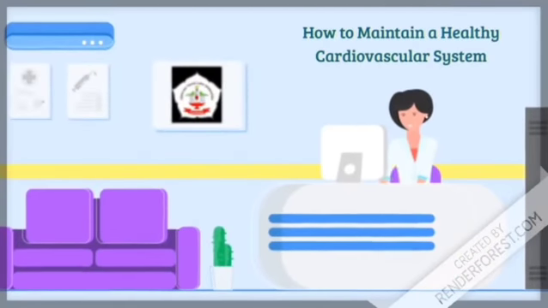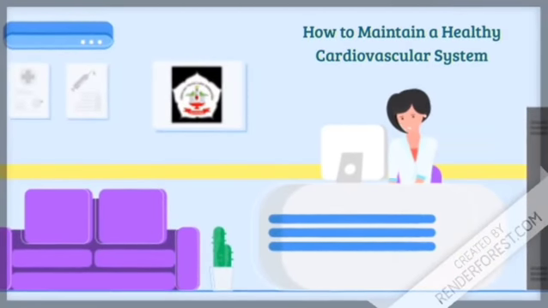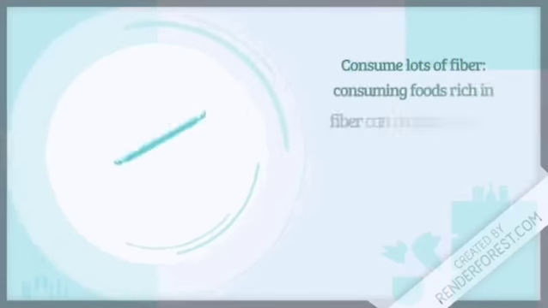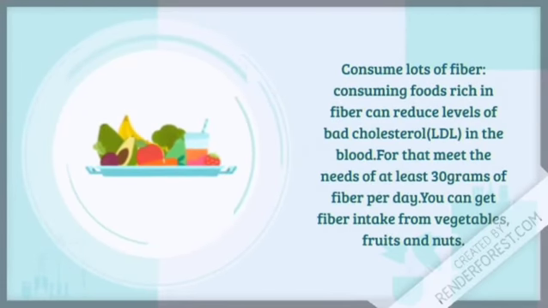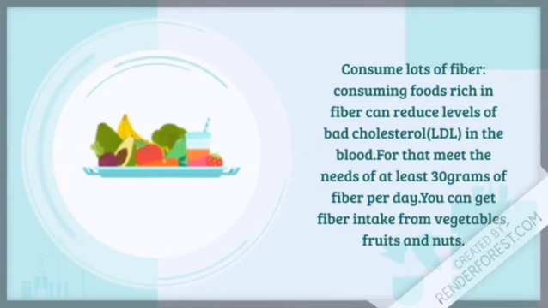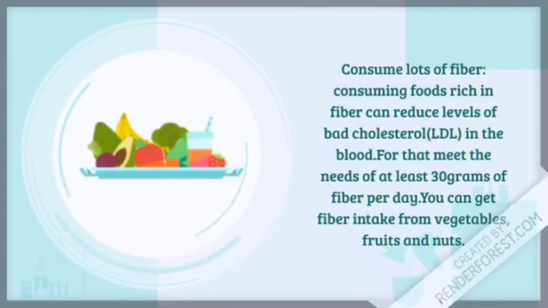How to maintain a healthy cardiovascular system? Consume lots of fiber. Consuming food rich in fiber can reduce the level of bad cholesterol, or LDL, in the blood. For that, meet the need of at least 30 grams of fiber per day. You can get fiber intake from vegetables, fruit, and nuts.